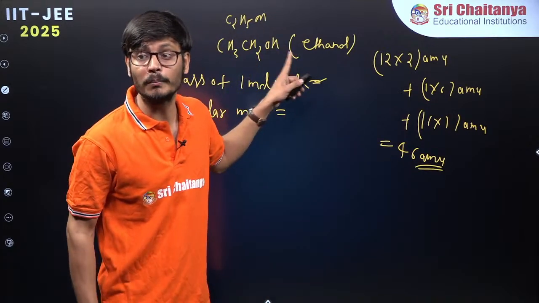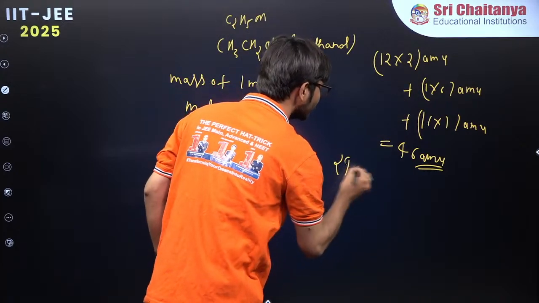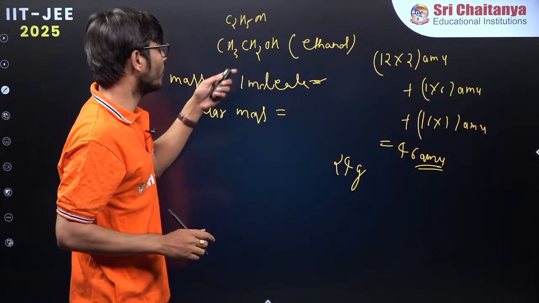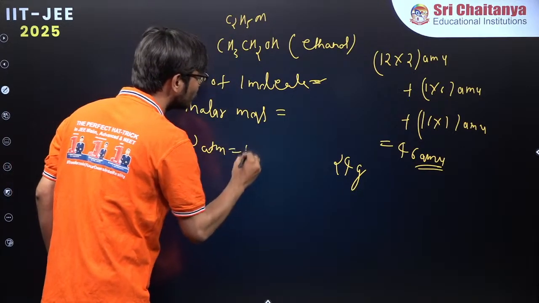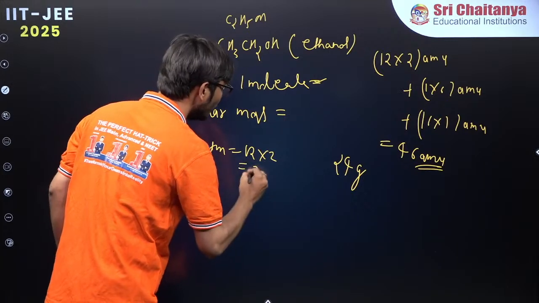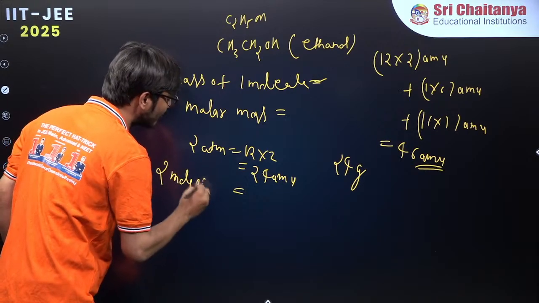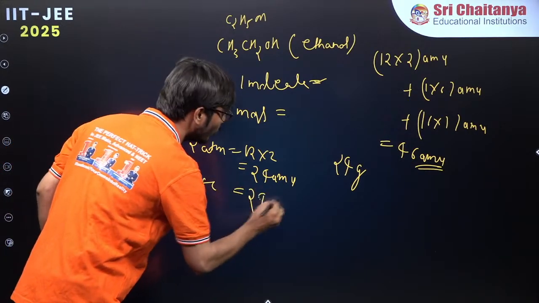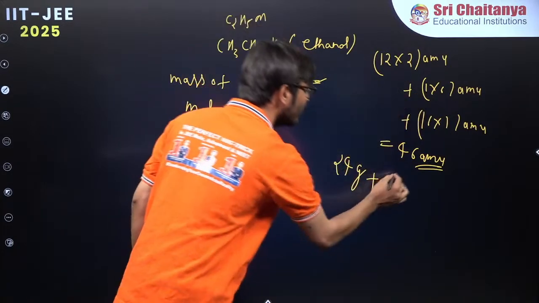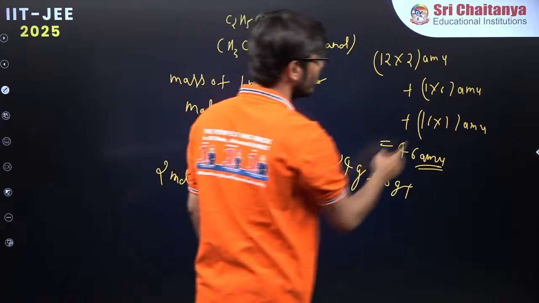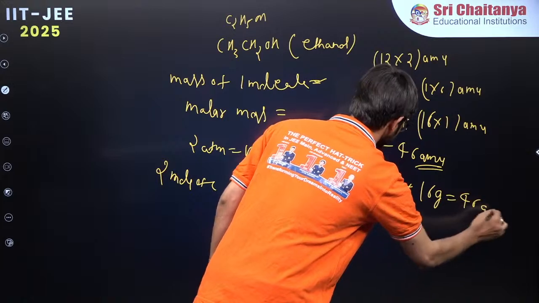But if I write, beta ji, the molar mass, what will be the molar mass? Now this is 24 grams. Molar mass means moles of carbon. So 2 atoms' mass is how much? 12 into 2, which is equal to 24 AMU. But what is the mass of 2 moles of carbon? That is different. It is 24 grams. So 24 gram plus 6 gram, and plus how much, beta ji? 16 grams. So it contains 46 grams.